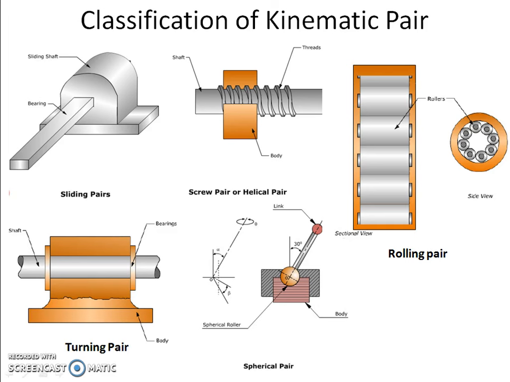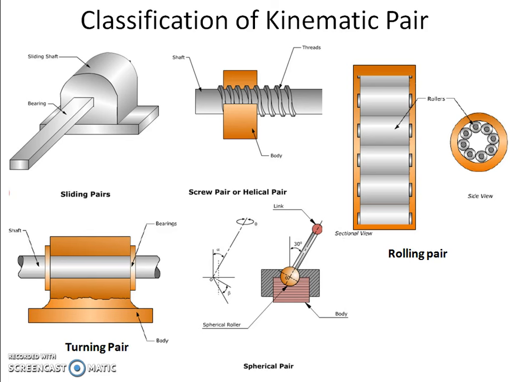Second type is the screw or helical pair. When two elements of the pair are connected in such a way that one element can turn about the other by the screw thread, the pair is known as a screw pair. For example, bolt with the nut.